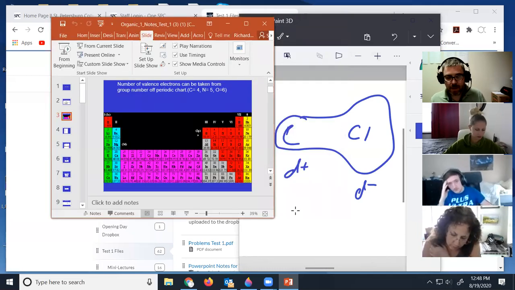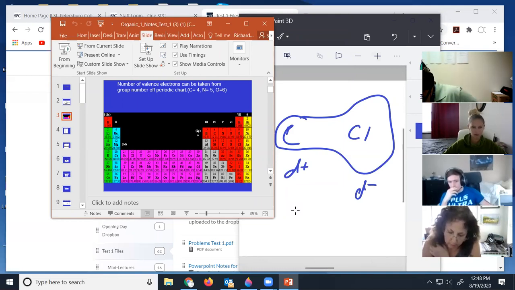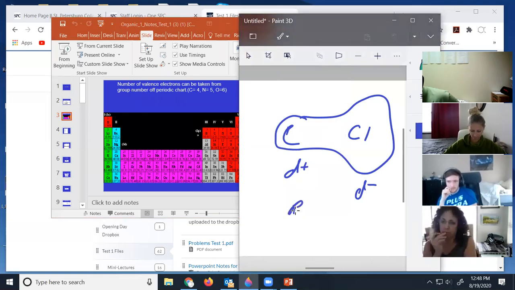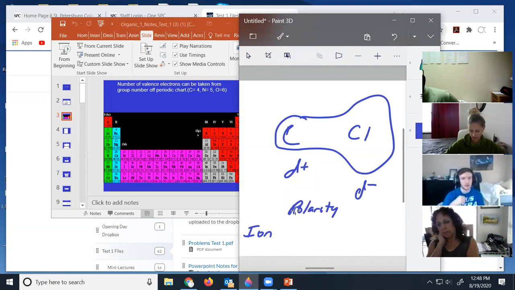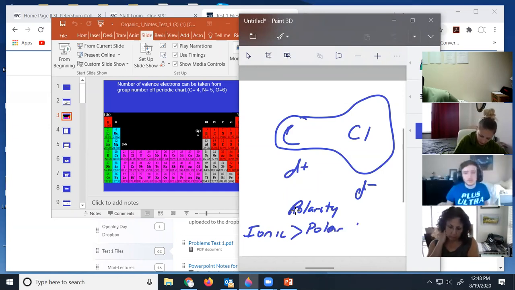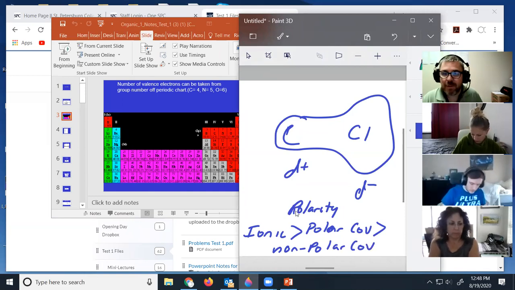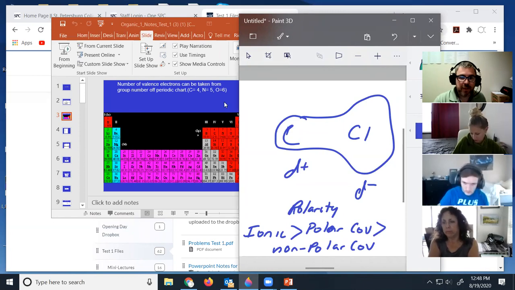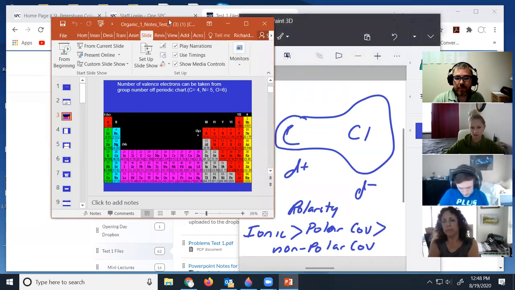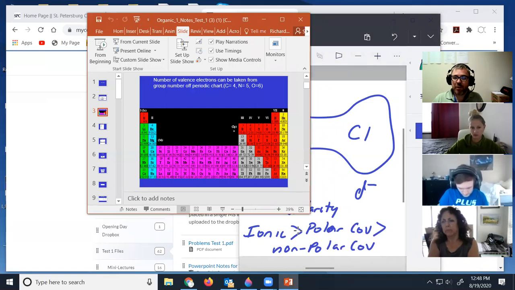So what we can come up with here is a hierarchy of polarity. And this is going to make sense to you, I hope. It's going to be ionic is greater than polar covalent is greater than non-polar covalent. Now, non-polar covalent, of course, is two elements that are the same as each other. There's no difference in electronegativity.